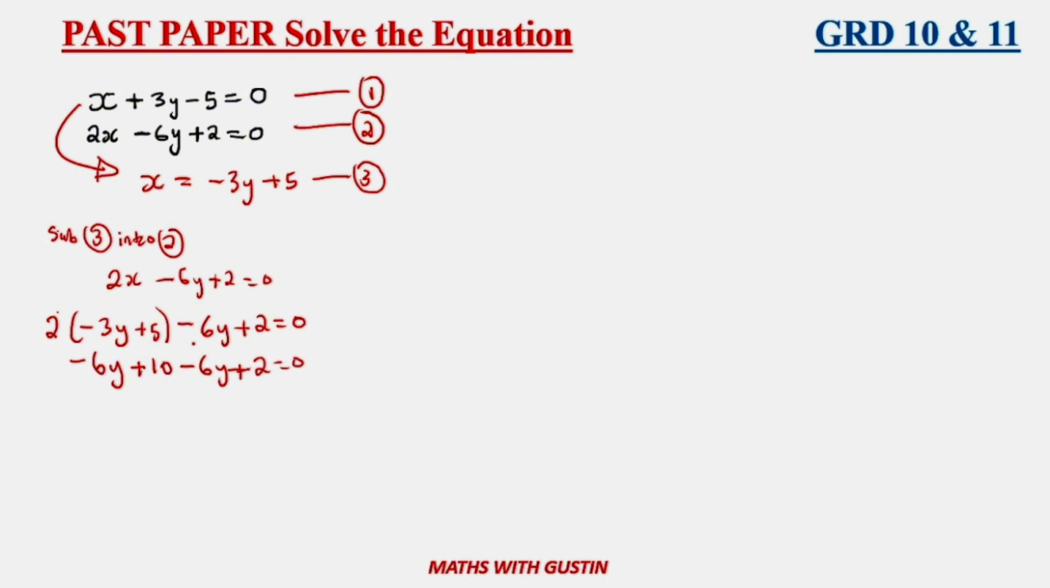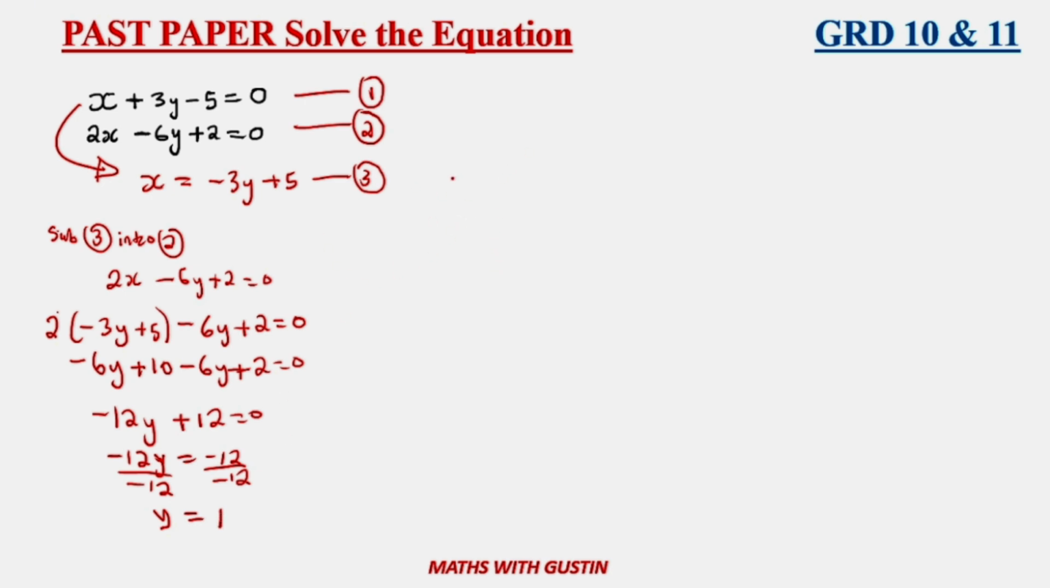So therefore, now minus 6y minus 6y will give us negative 12y, and therefore 2 plus 10 is going to give us plus 12 is equal to 0. Therefore, you take the 12 to that side, it is going to give us negative 12. Divide everything by negative 12 because you are looking for y, so y is equal to 1. Right, now you have got y is equal to 1.